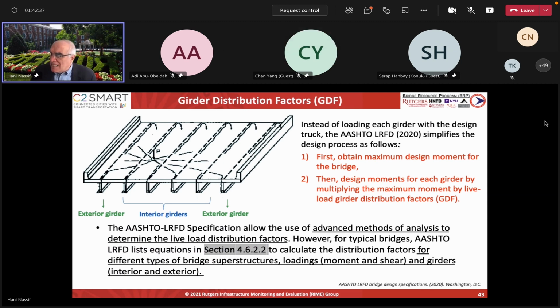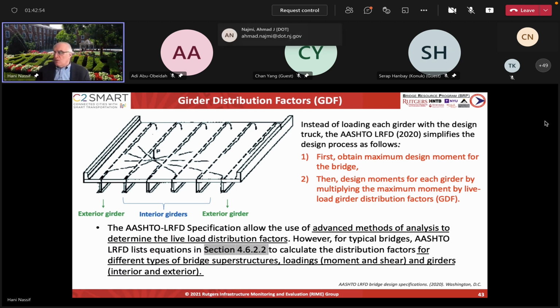And through the slab. So the slab helps the transverse, and sometimes we put more diaphragms, but the diaphragms don't really do much. They just allow for stability of the girder, especially during construction. They don't do more than that. But so how is the distribution?